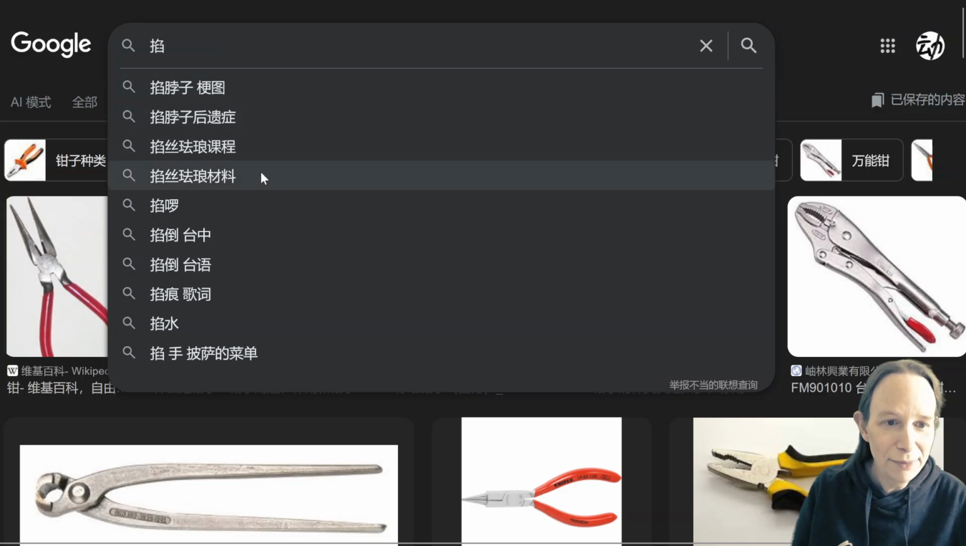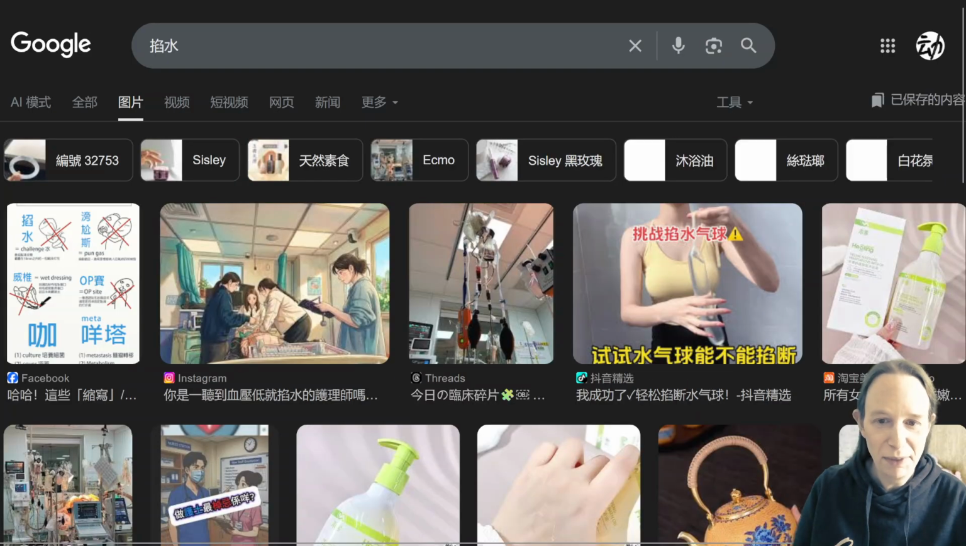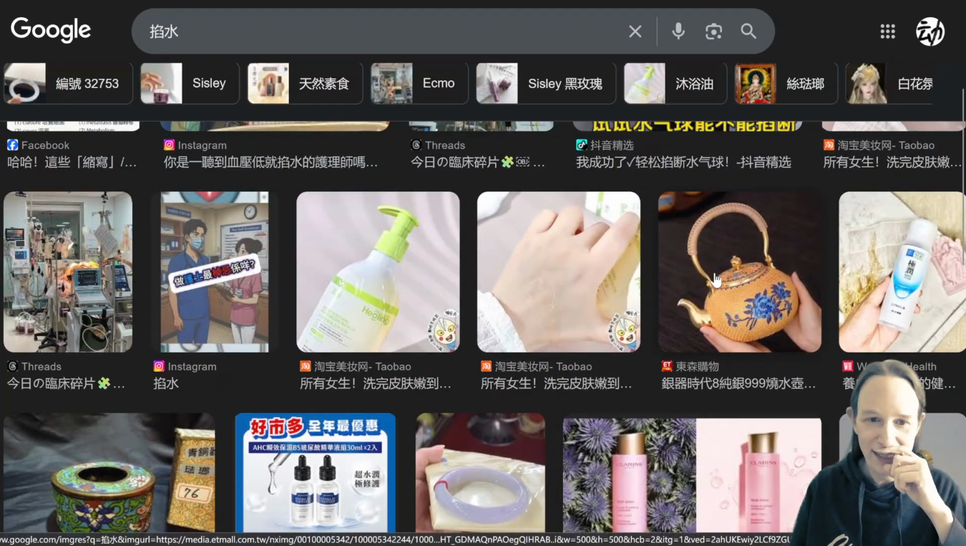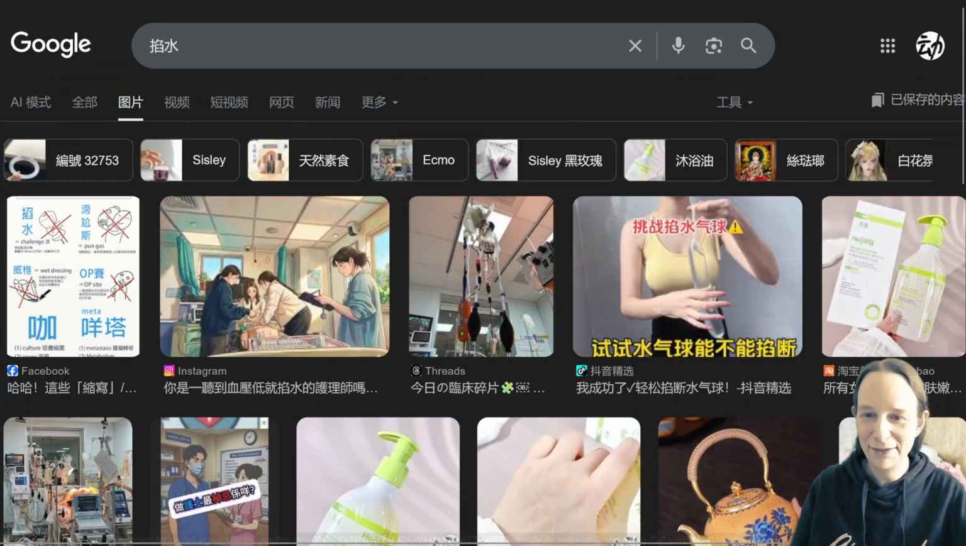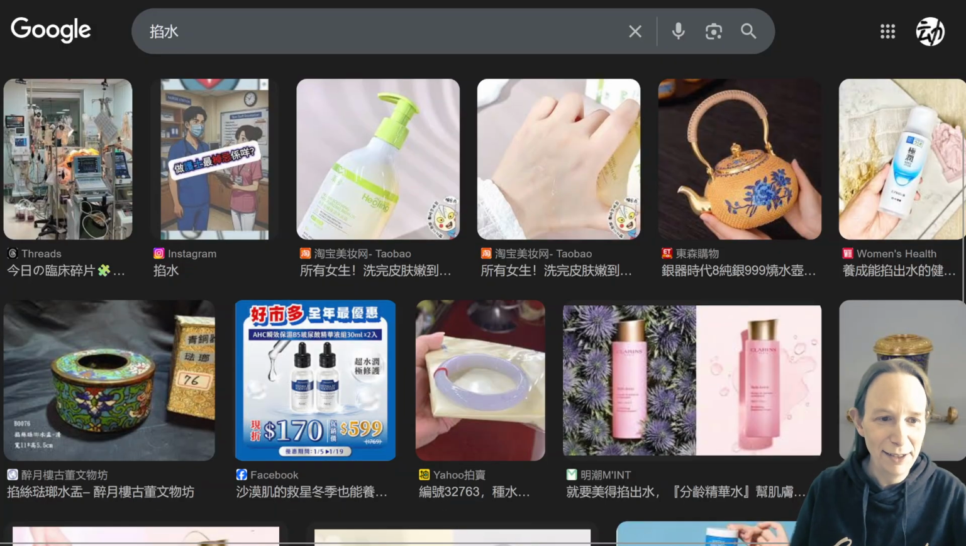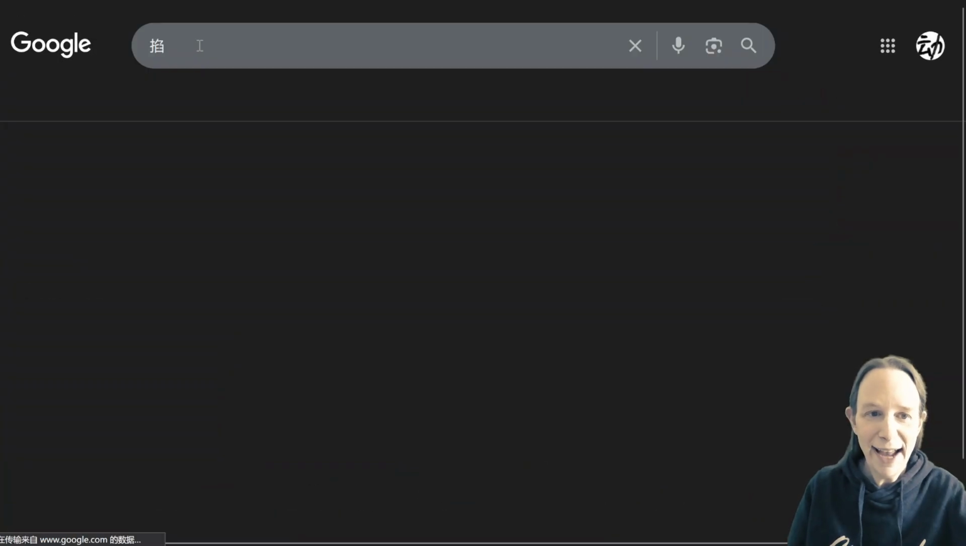Let's find another one. What is 掐水? That doesn't make sense. Pinch water. 挑战掐水气球. I don't know what that means. Some kind of, I don't know, challenge? Okay, well, let's go 掐.